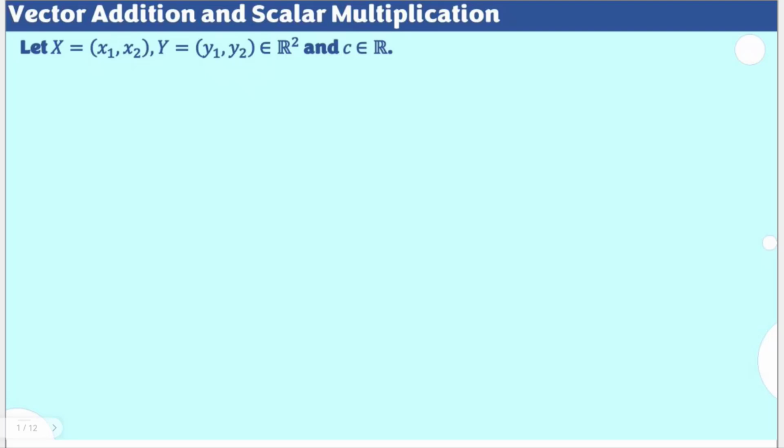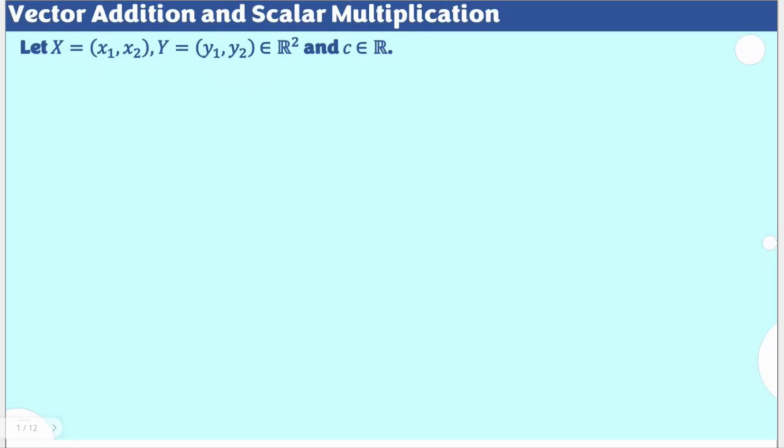Hello everyone! To start with the topics on analytical approaches to modern geometry, let's start with the topic on vectors. Specifically for this video, we are going to introduce the vector addition and scalar multiplication for vectors.